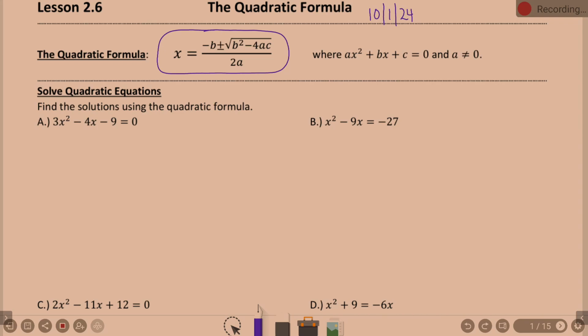So that's where our ABCs are going to come from. And then a cannot equal 0, and that's only because if a equals 0, then it's no longer a quadratic. It's no longer x squared. Okay? So, with that in mind, shall we jump right in and look at a?